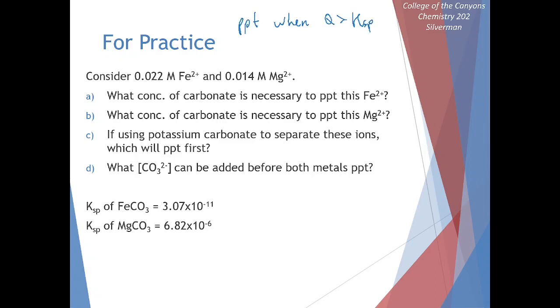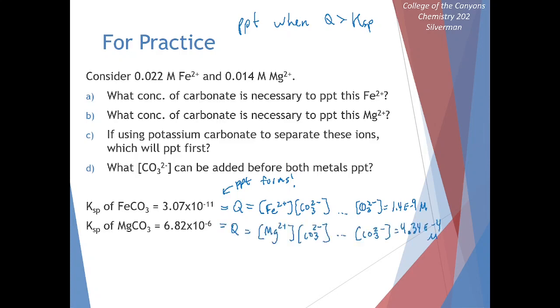We get to see a precipitate when our Q is bigger than KSP. Well, we can try to decide the point when Q is exactly equal to KSP, and that is going to be the cutoff when our precipitate exactly starts to form. Our amount of carbonate is going to be equal to 1.4 times 10 to the negative 9th molar. This is the amount of carbonate that needs to be added for our Q to be exactly equal to our KSP. Any tiny amount more than that, and a precipitate will start to show up.